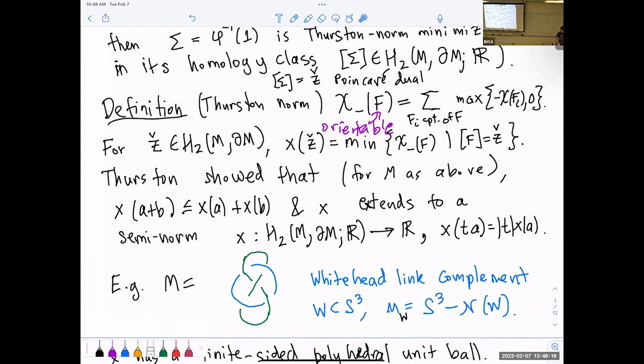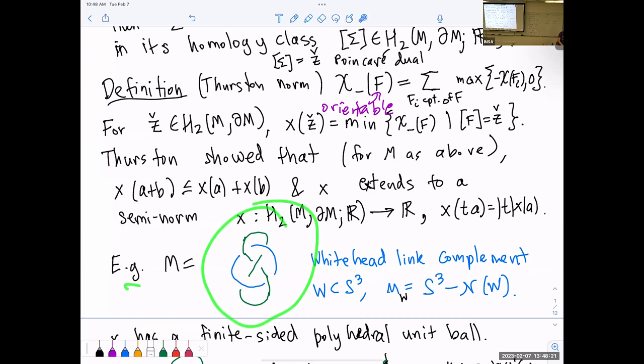So for example, if we take M to be the complement of the Whitehead link, thinking about this, it's sitting inside of the three-sphere, so we sort of end up compactified. The Whitehead link is just a two-component link in S3.